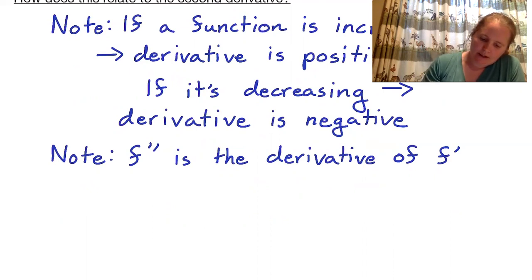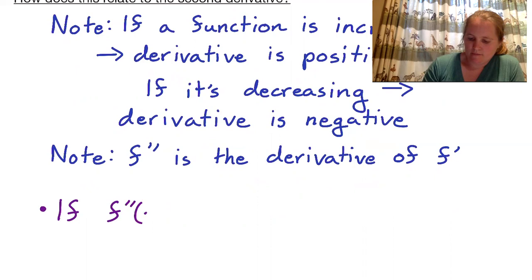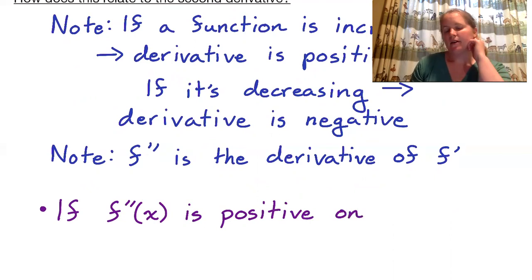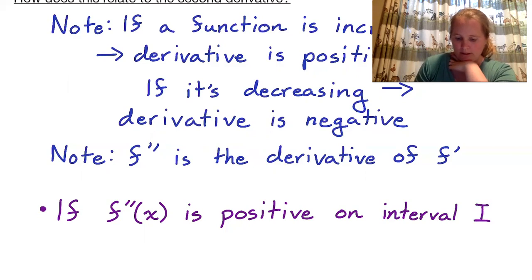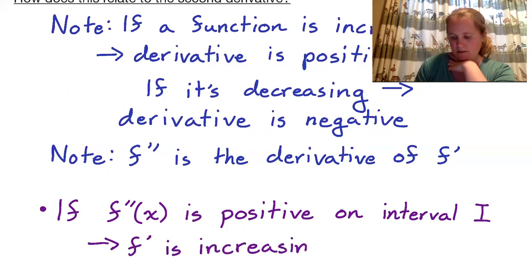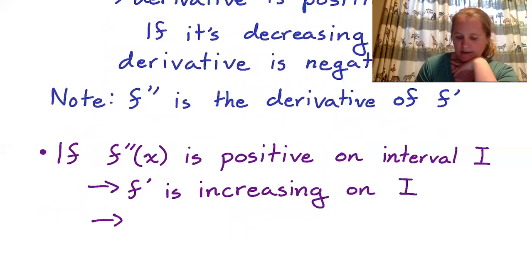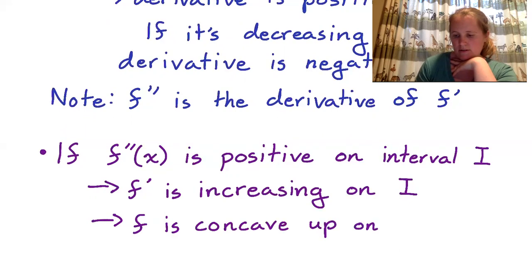So what we get is if the second derivative of f evaluated at x is positive on an interval I, then f prime is increasing on I, and therefore f is concave up on I.